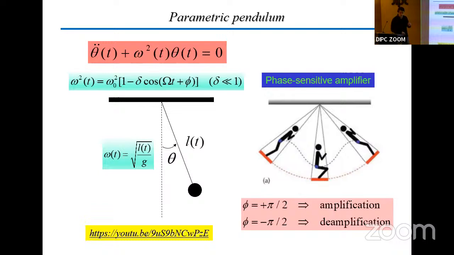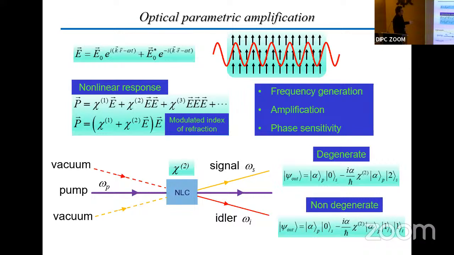Okay, so it's a phase-sensitive amplifier, and this is the key ingredient for understanding why a parametric oscillator squeezes light. Okay, it's a key ingredient. It's a very important ingredient. So how can we transport this idea to the optical domain?